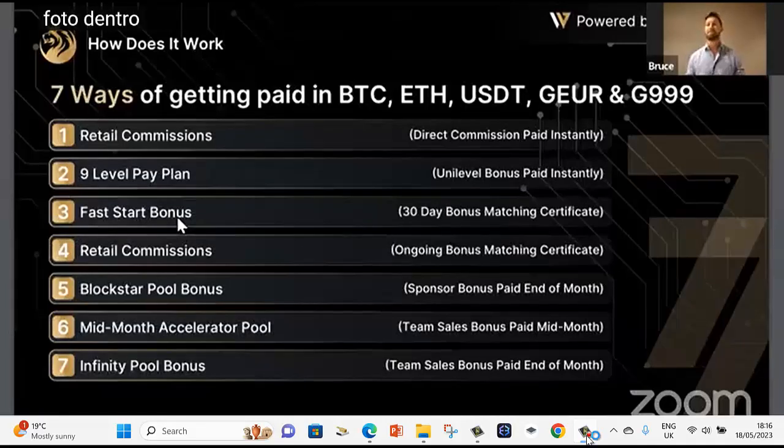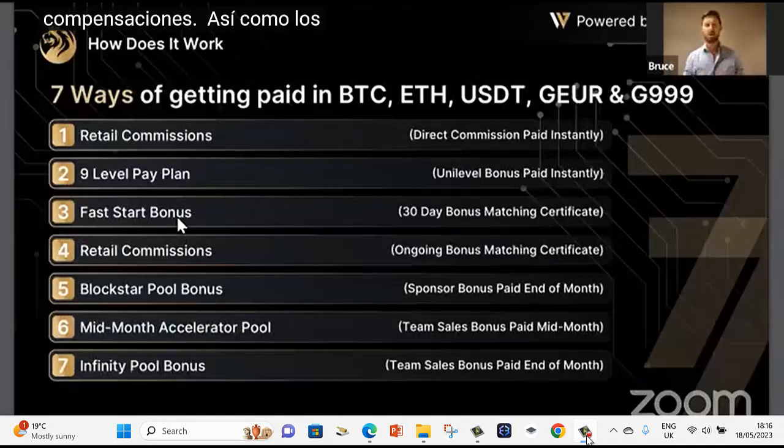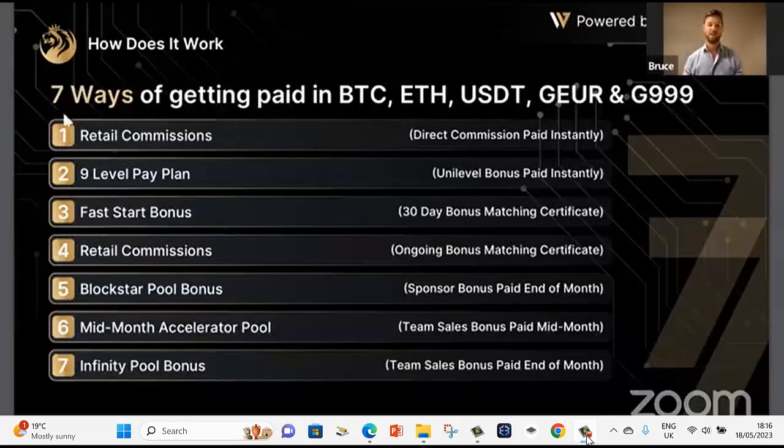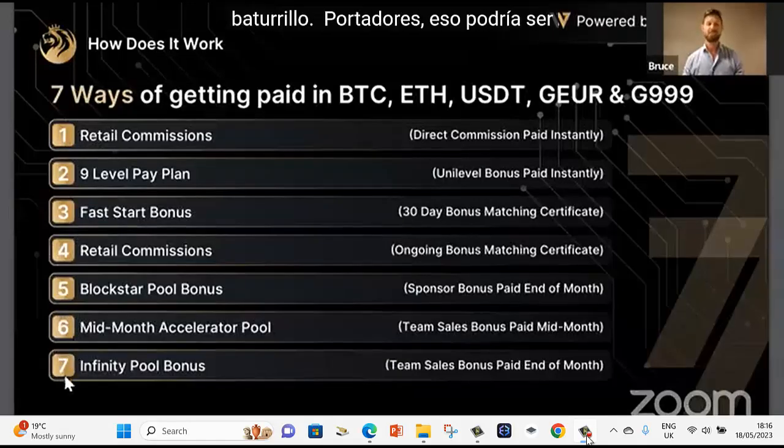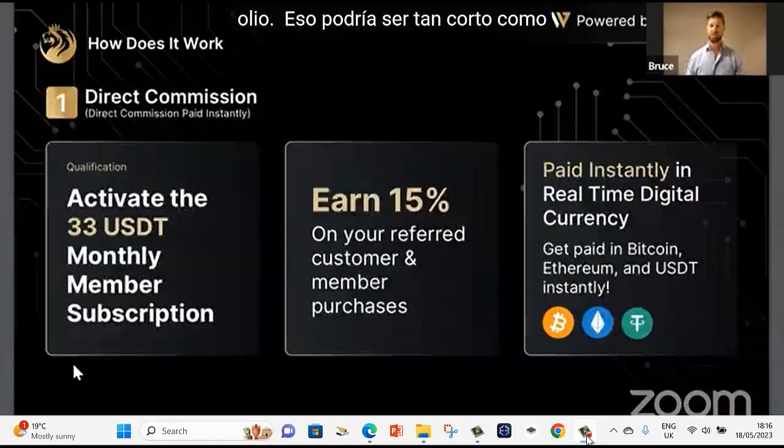Again, this is separate from the product. It's separate from the payback programs. This is our marketing model and market commissions we're looking at. For the sake of this presentation, we're going to spend time on number 1, number 6, and number 7 only. So let's have a look at those together.